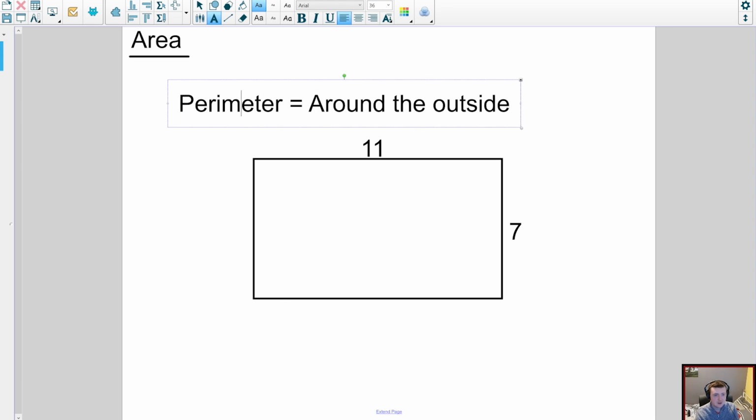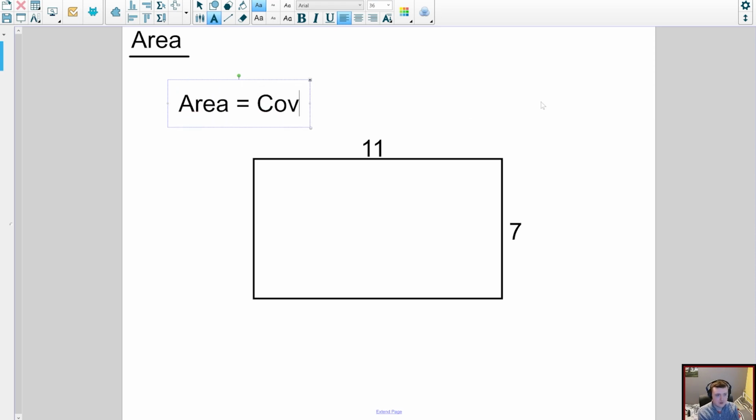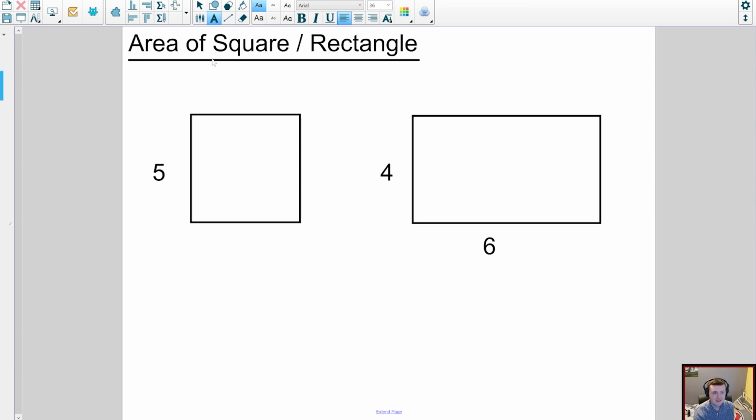Unlike perimeter, the area covers the middle. So for example, you've got your football pitch and we want to re-turf the entire pitch. Then we're going to have to cover the entire pitch with turf. And so that is the difference between area and perimeter. The area is the coverage, the bit on the inside. And so unlike perimeter, we're not going to be adding things together. What we're going to be doing is multiplying two things together. So in the example of our area of a square and a rectangle, our formula that we need to remember is area is equal to length times width. Area equals length times width.